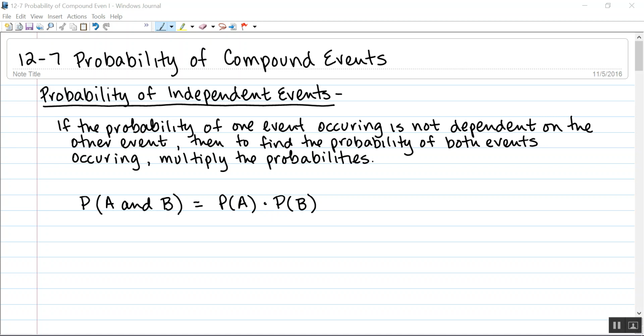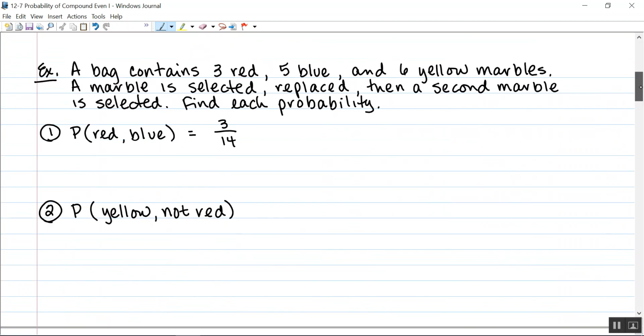If the probability of one event occurring is not dependent on the other event, then to find the probability of both events occurring, multiply the probabilities. So the probability of A and B happening is equal to the probability of A happening times the probability of B. Let's take a look at an example here.